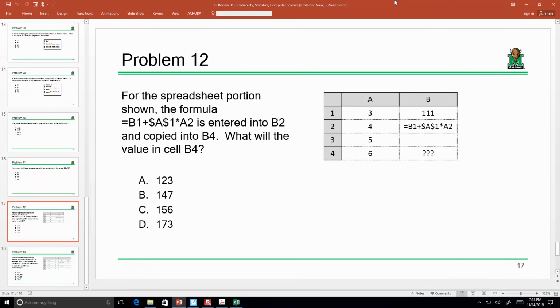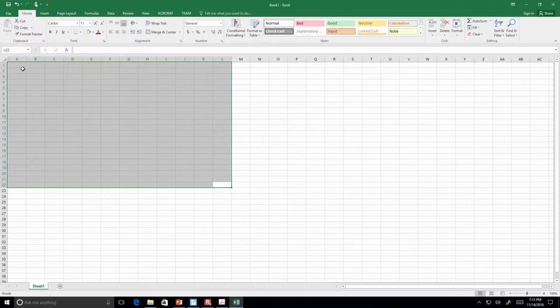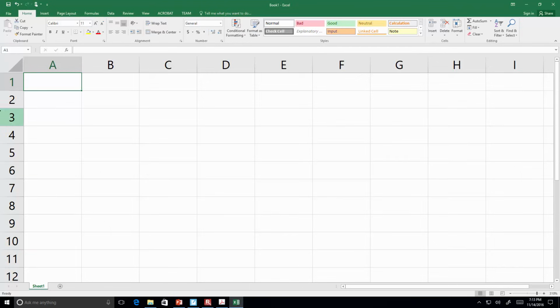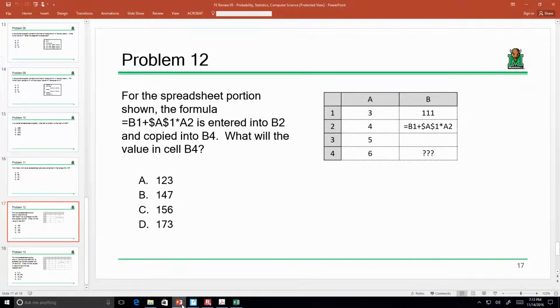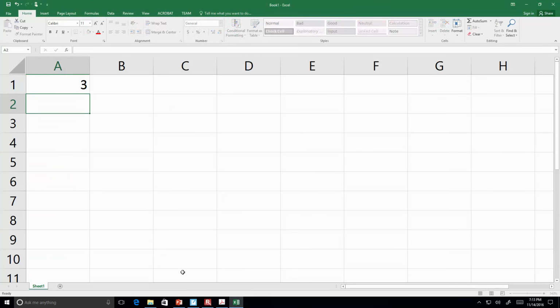So we have a little portion of a spreadsheet. For the spreadsheet portion shown, the formula equals B1 plus A1 times A2 is entered into this cell. What's going on is these are numbers that are just typed in. If you want, I can pull this up and show you. So if I'm looking right here, I've got 3, 4, 5, 6, and then 111.